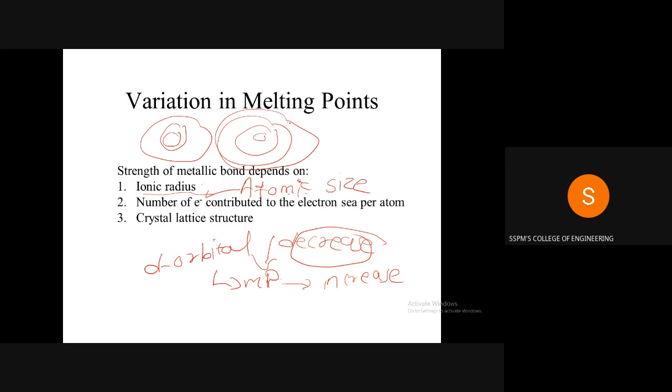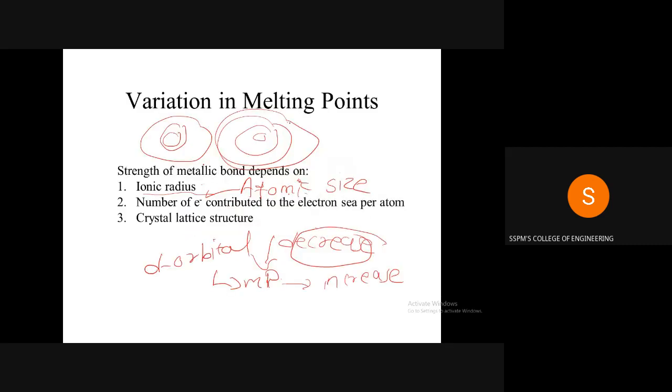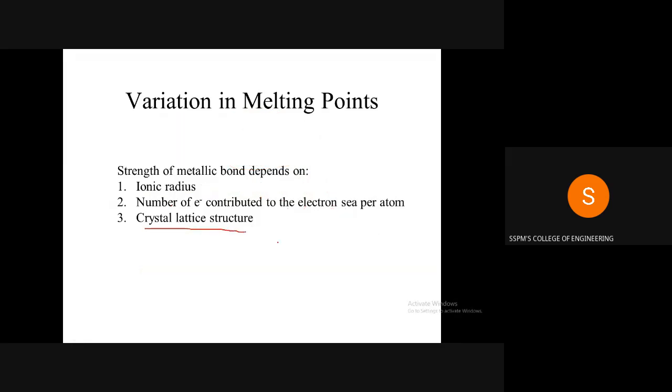So atomic radius, ionic radii and atomic radius. Then the number of electrons contributed to the electron sea per atom, and crystal lattice structure. It is FCC, BCC, which you already know from solid state chemistry, what a crystal lattice structure is. So FCC, face centered cubic crystal structure. So you know about this crystal lattice structure, which is included in solid state.